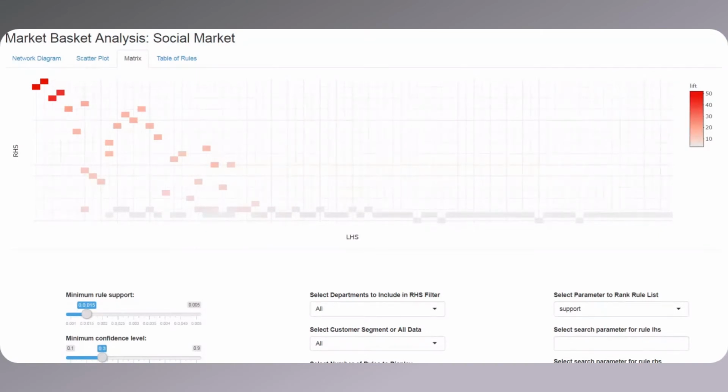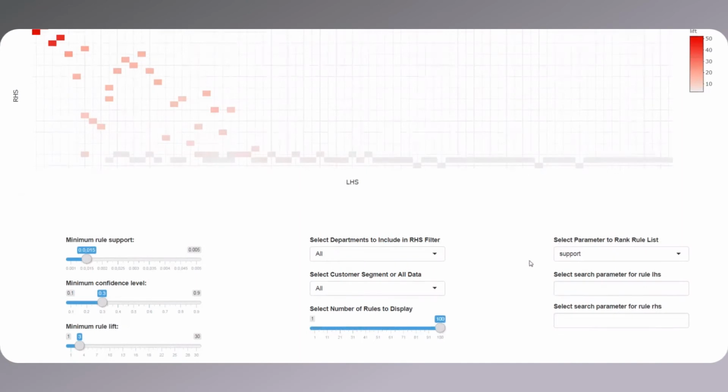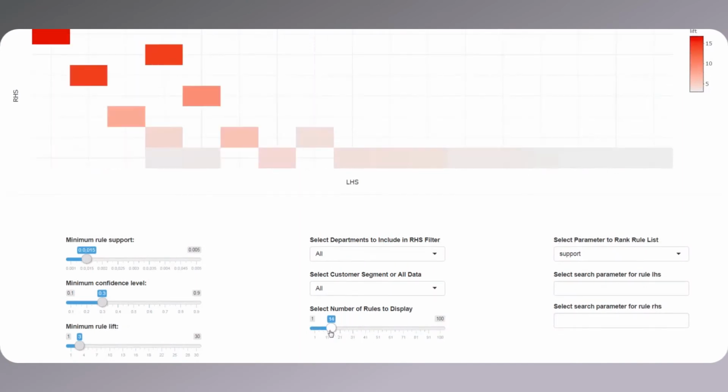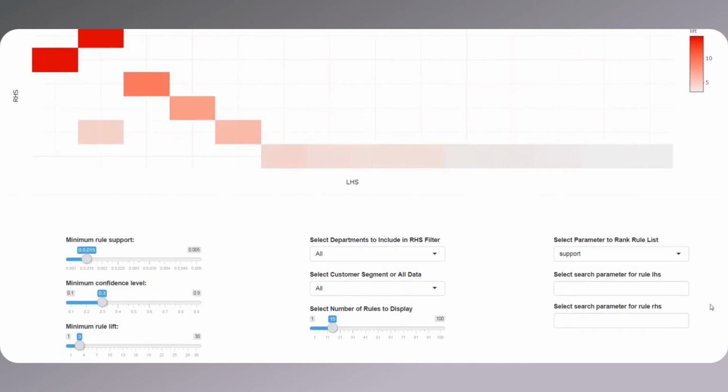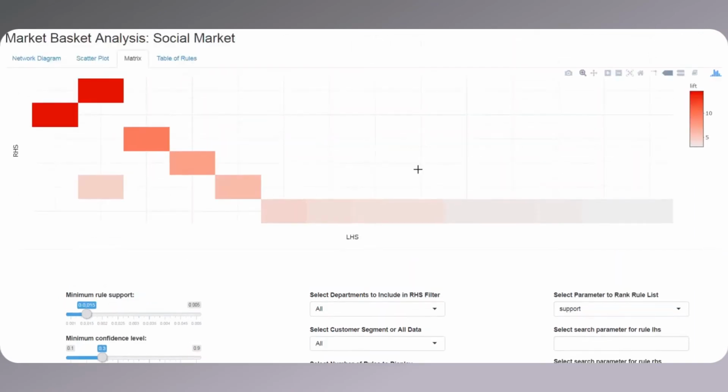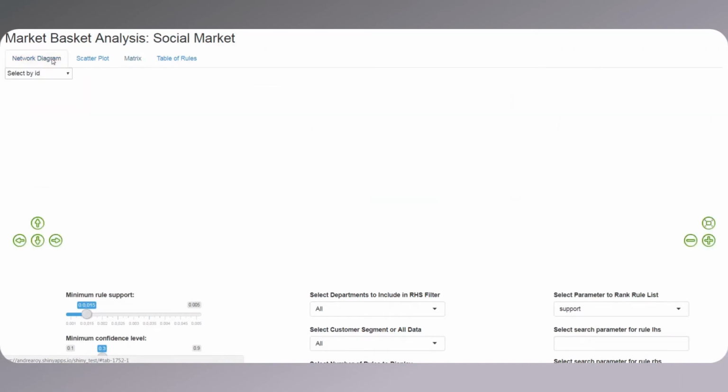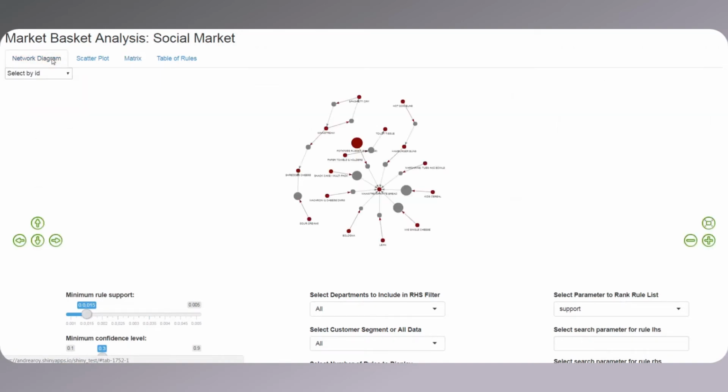To look more closely at the product association rules that are generating the greatest support, we'll narrow down our set of rules from 100 to the top 15. And we can continue looking in the form of a matrix, or we can take a look at the relationships between the products in the form of a network diagram.